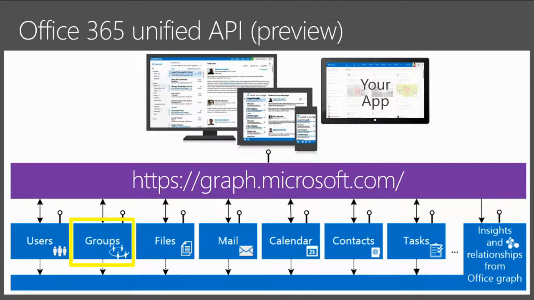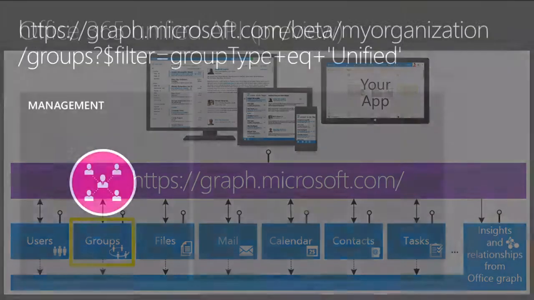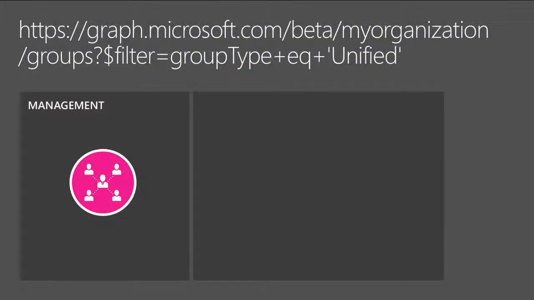And of course, today we're going to talk about exactly what groups looks like. As I said before, Azure Active Directory has a bunch of different groups. You have security groups and other types of groups.